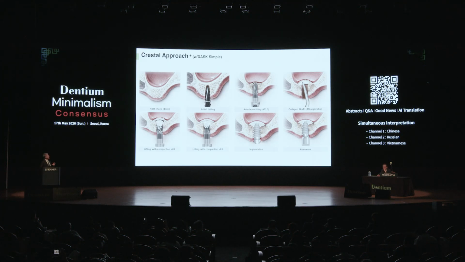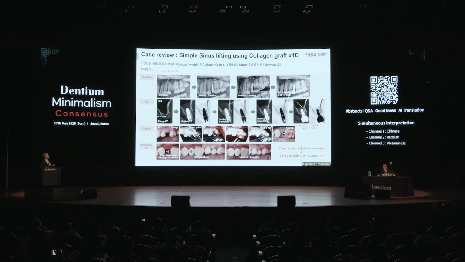So nowadays, there is another challenge to overcome the guideline of the previous one. For the crestal approach, with relatively thin bone, this is some of the cases. We tried crestal approaches with the collagen graft instead of bone grafting. With the collagen graft tenting effect, we have a relatively good result.